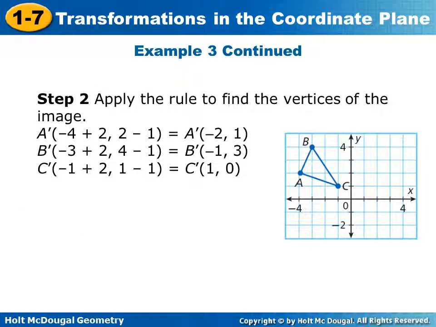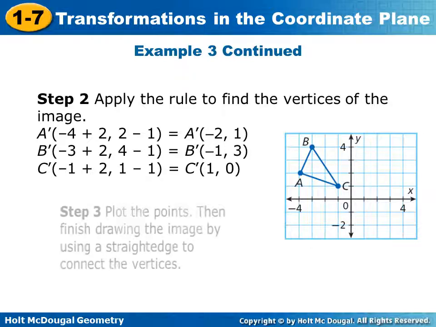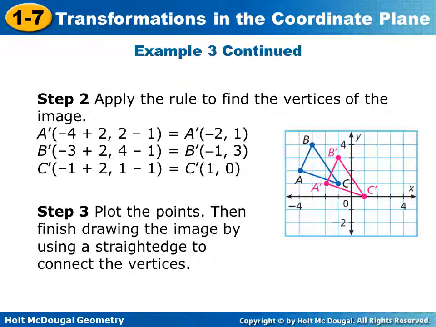The next thing we want to do is apply the rule to find the vertices of the image. So we take -4 plus 2 and 2 minus 1, so we're adding 2 to x, subtracting 1 from y, and the same all the way down through B and C. And then the last thing we want to do is graph the new image. And if you notice, B has moved over 2 down 1, A did move over 2 down 1, and C also moved over 2 down 1. So we know that we did all of the translations right, and our image looks like it has been translated.